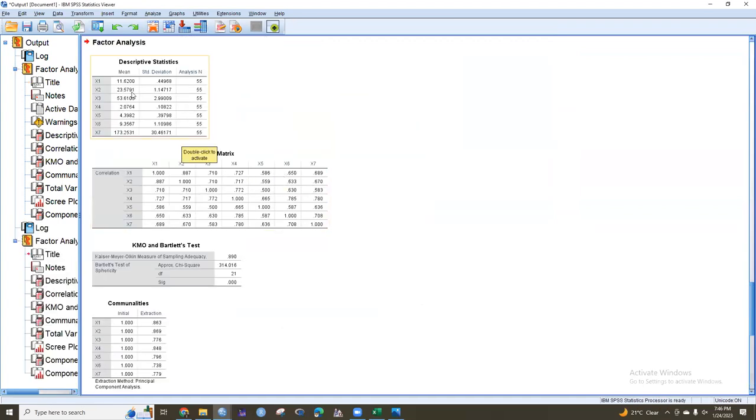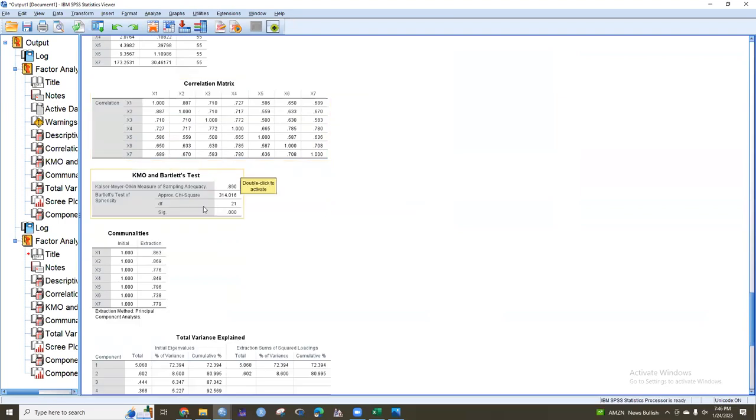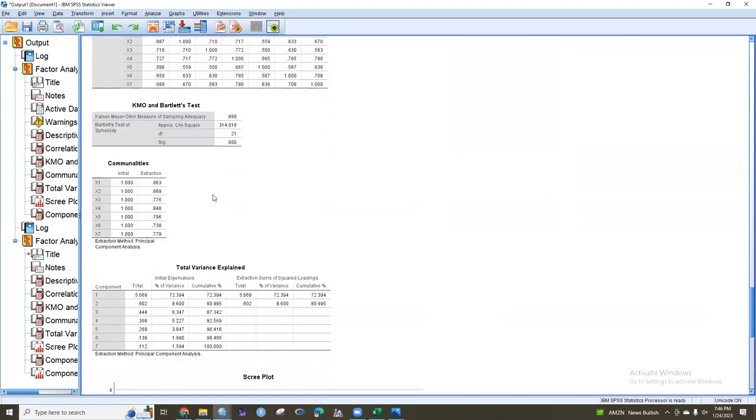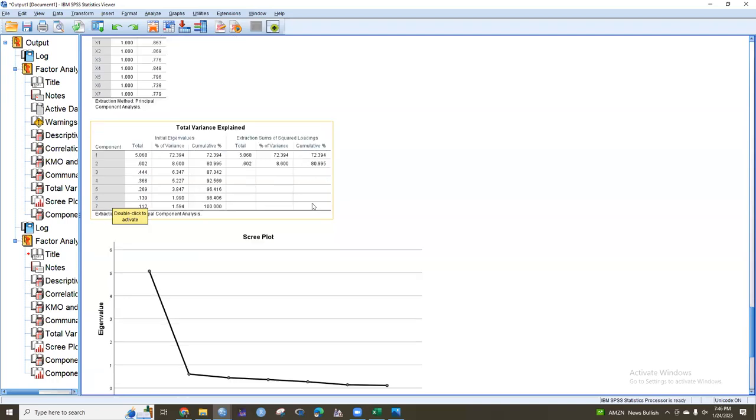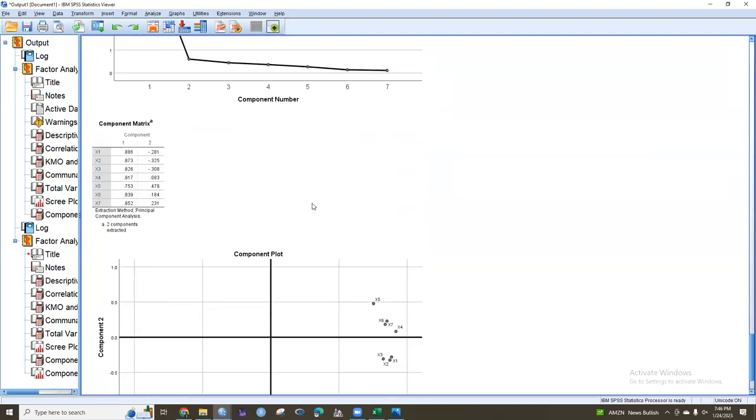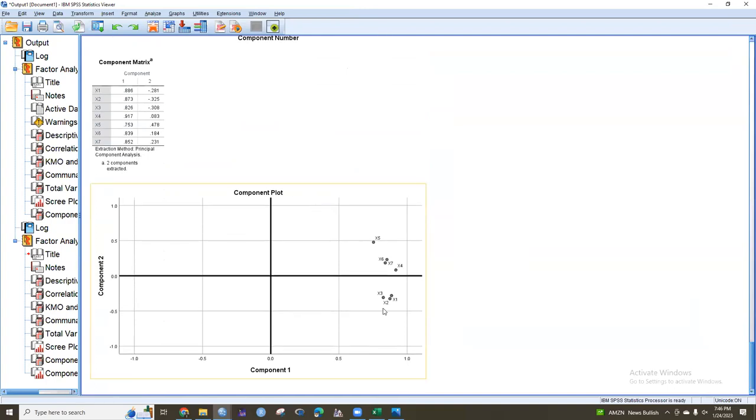Now, the descriptive statistics, correlation matrix, and KMO and Bartlett's test are all explaining the same thing. But here, instead of taking only one factor, I am taking two factors. And these two factors are explaining 80% of the variability in the data. If I go to this scree plot, you can see that X1, X2, and X3 are very close to each other, and the rest, X4, X5, X6, X7, are close to each other. So obviously there are two factors playing a role over here.